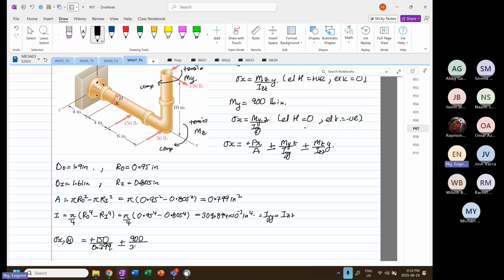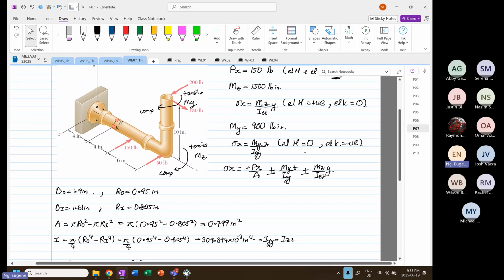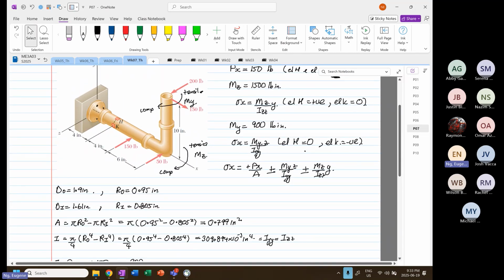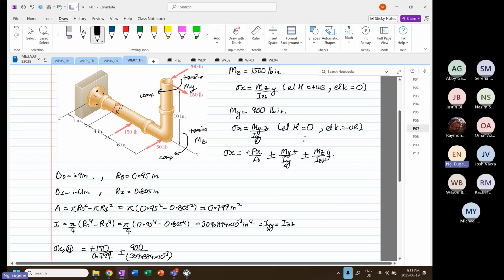This is also equal to IZZ. This is equal to 309.894 times 10 to the power minus 3. Now, why is it equal to 0 for element H? Okay, so this is our 900. So the 900 for my, right? Element H is at the centroid. So the Z distance is equal to 0.